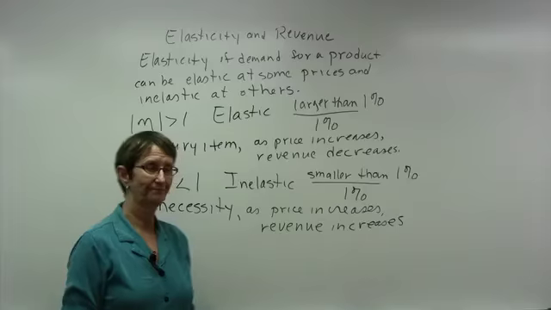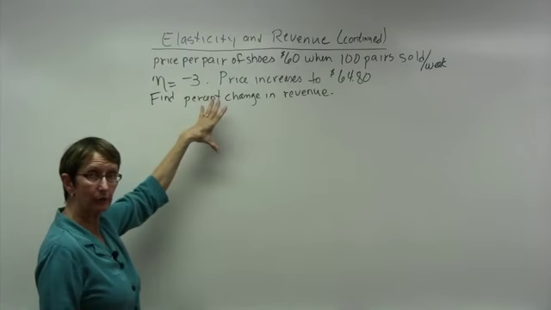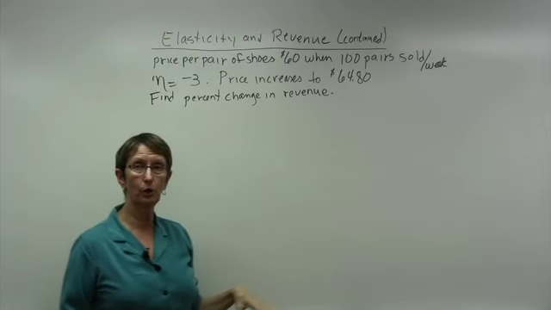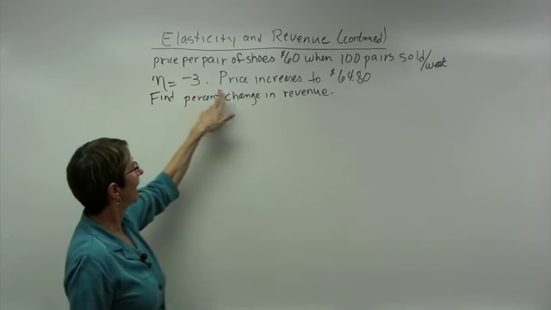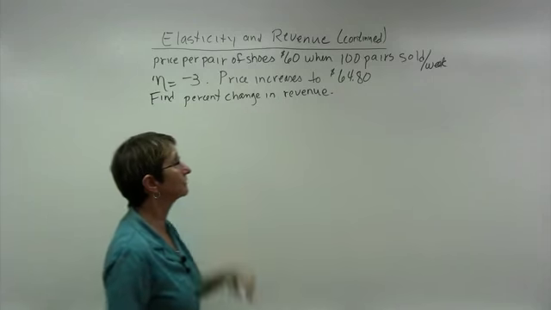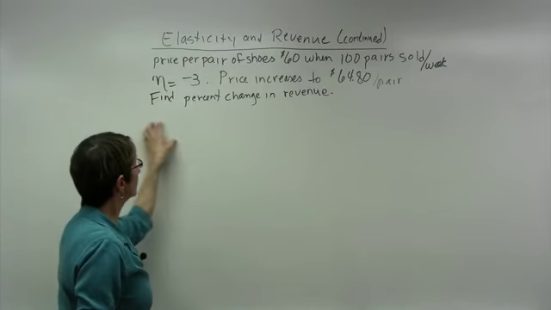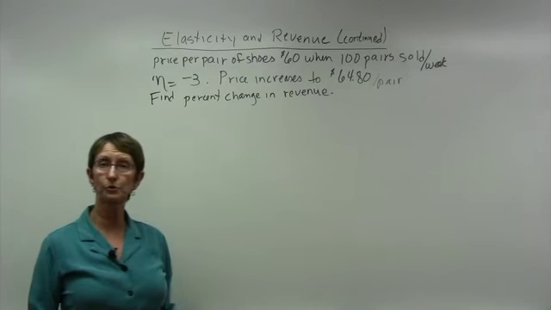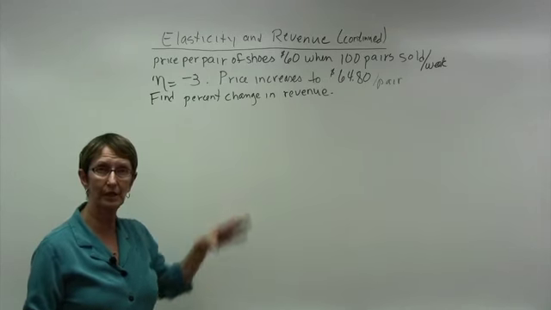Let's look at an example. These are the details from the problem. The price per pair of shoes is $60 when 100 pairs are sold a week. We're told the elasticity is equal to -3, and that there's going to be a price increase to $64.80 per pair. The question is, we need to find how revenue is going to change. And typically, changes are given as percents. Prices have gone up 10%. So for our revenue, we're looking for a percent change in revenue.